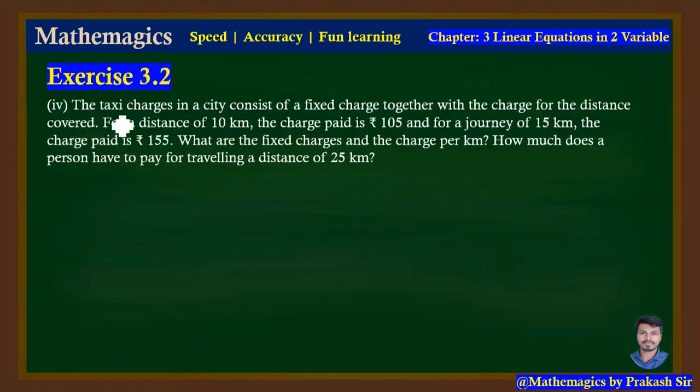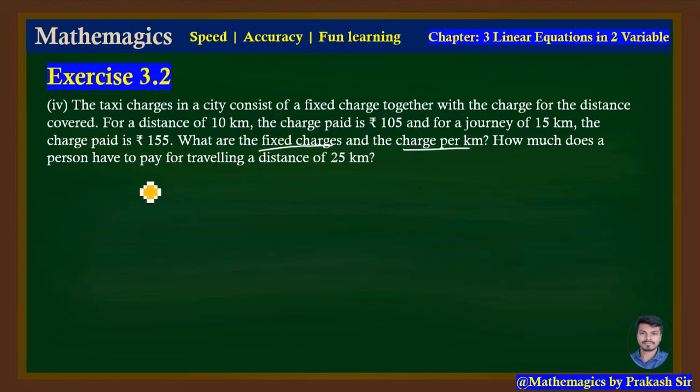The question is saying that the taxi charges in a city consist of a fixed charge together with the charge for the distance covered. For a distance of 10 km, the charge paid is 105 rupees, and for a journey of 15 km, the charge paid is 155. So what are the fixed charge and the charge per kilometer? There are obviously two things being asked: the first one is the fixed charge and the second is the charge per kilometer.